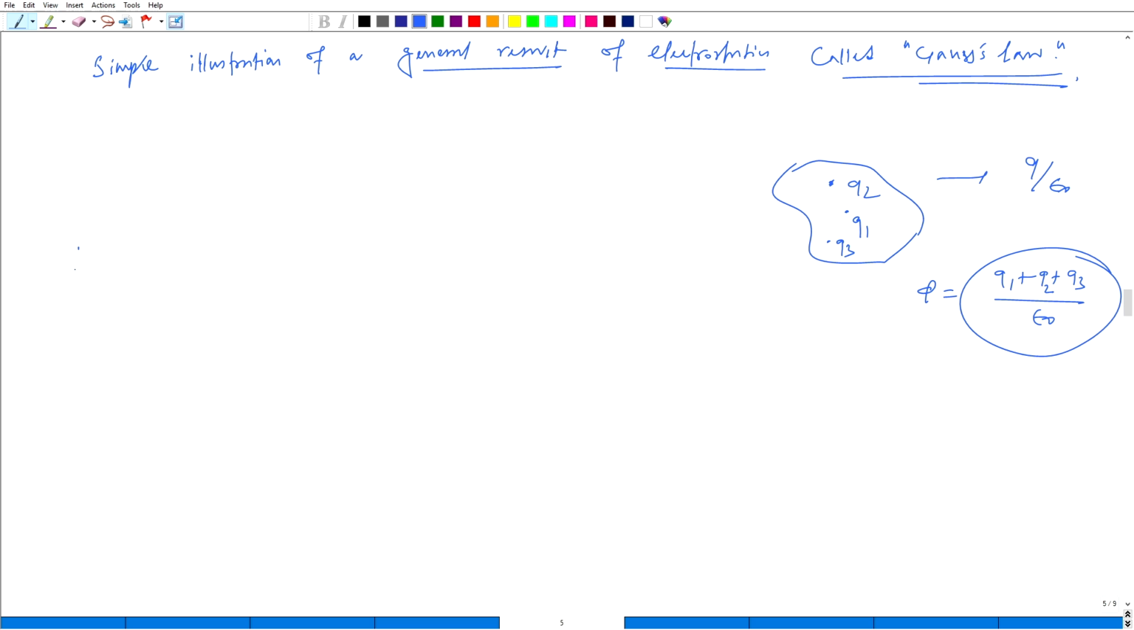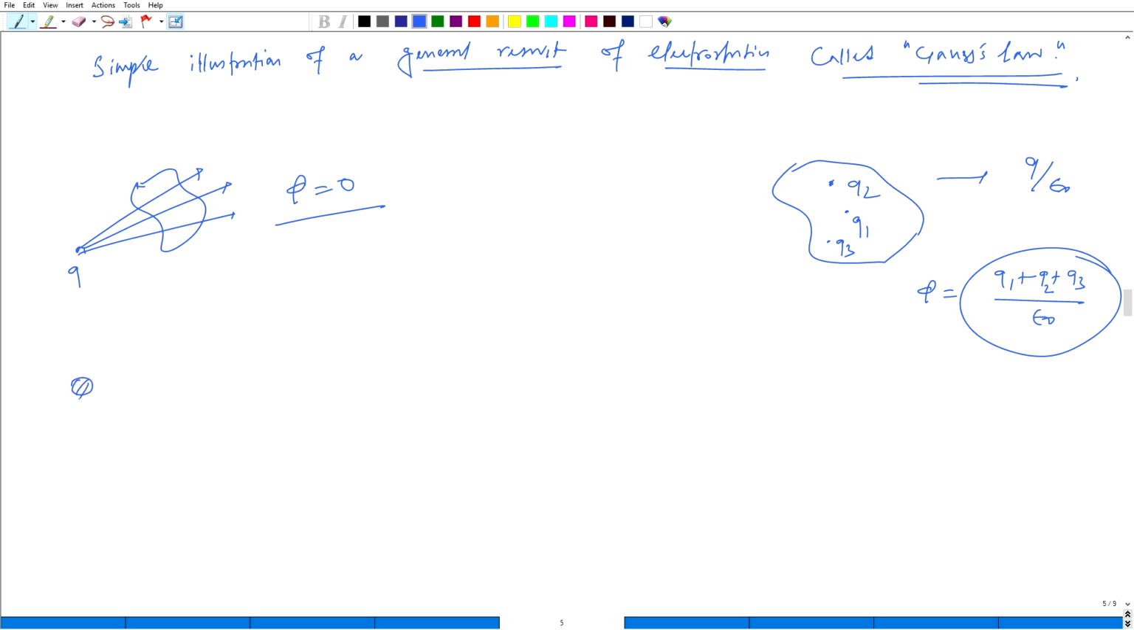If we put a charge q here and consider a surface where there is no charge enclosed within it, then the flux through the surface vanishes, because there is no charge enclosed by the surface. That is the general result of electrostatics, and we will discuss more when we learn about Gauss law. So let's start with the Gauss law.